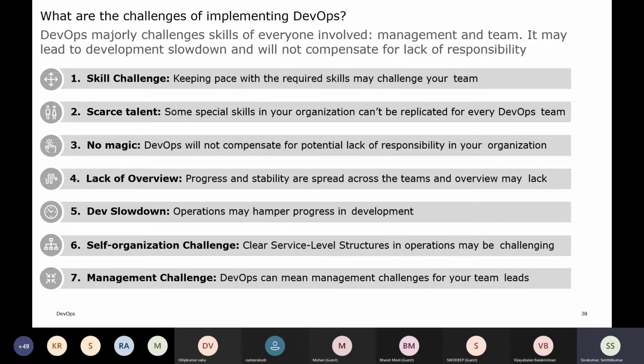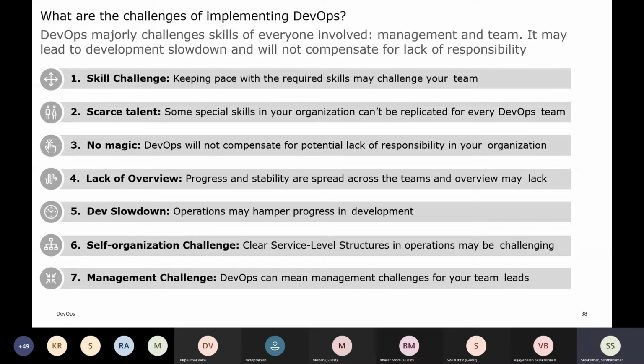Then there is lack of overview, in the sense that progress and stability are spread across the team. We cannot measure what development is doing and what operations is doing, because everybody is focusing on the target operating system model to deliver. For that, everybody is working on their own to find the solution, prepare the solution, or develop the solution for the model, and we cannot track it, hence the lack of overview. And dev slowdown: operations may hamper progress in development. Sometimes we cannot predict the timelines. We assume, okay, this project model will deliver within a month, but it can extend to more than 2 months or 3 months.